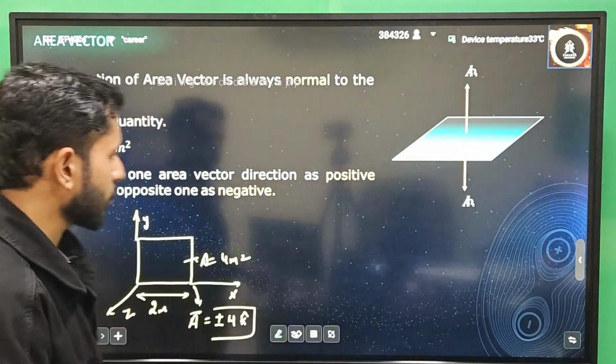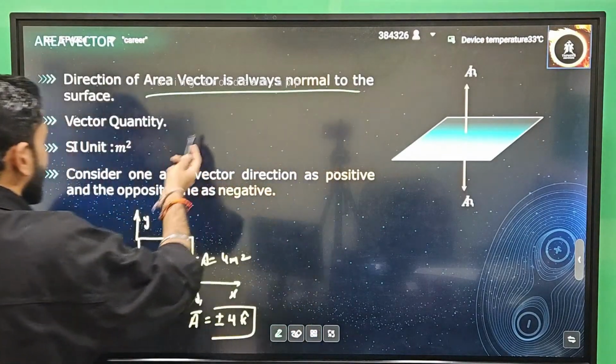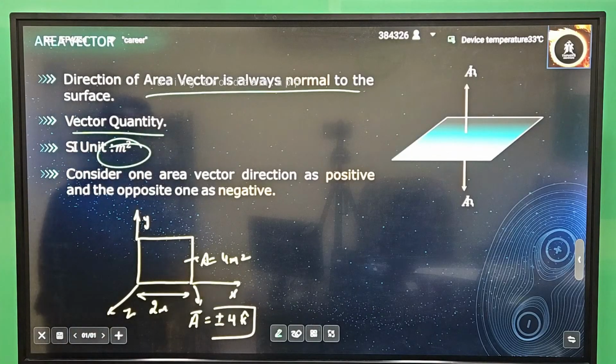It is always perpendicular to the plane. Now see the definition. The direction of the area vector is always normal or perpendicular to the plane. It is a vector quantity. The SI unit, as you already know, is meter square.